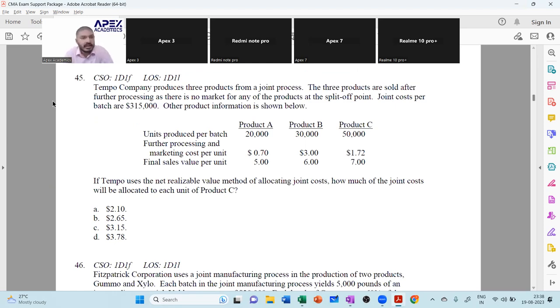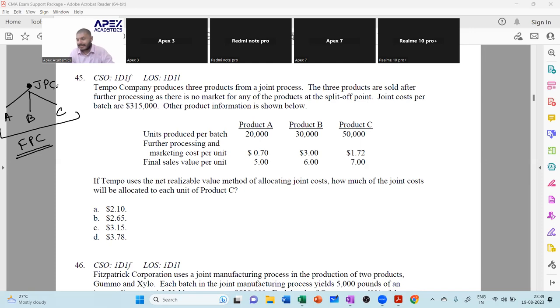Question number 45. The Tempo company produces 3 products from a joint process. 3 products are there, A, B and C, you can see on the screen. The 3 products are sold after further processing is done, as there is no market for any of the product after the split off point. At the split off point, you have useless products. They have to be processed further. So basically what is happening in the form of a diagram is, this is the point up till which the joint production cost is incurred. Then you get 3 products, A, B, C. You have to further process them. FPC, that is further processing cost, is necessary.